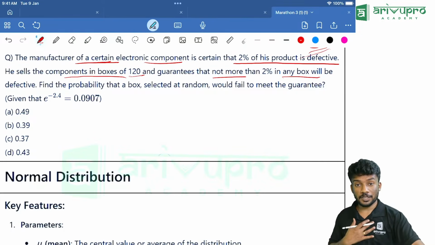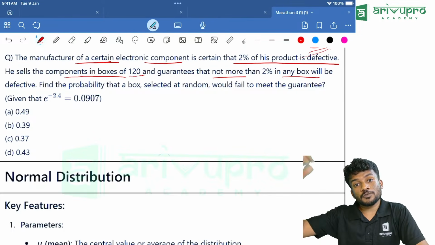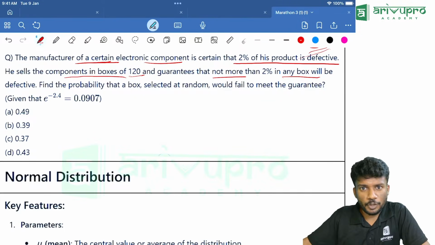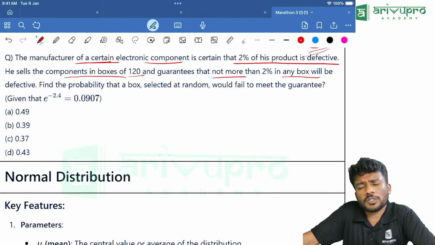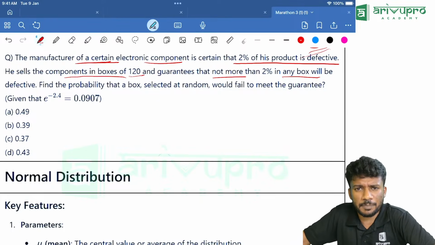For example, I am telling you not more than 2% will fail the exam. What do you mean by that? That's my guarantee. Not more than 2% will fail the exam. What do you mean by that? Can anyone type over there? What do you mean by that?